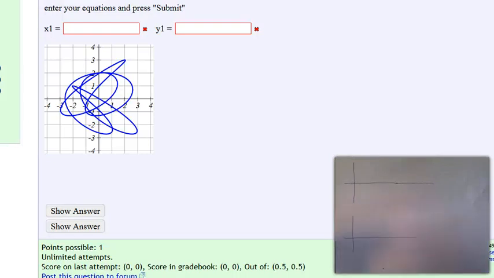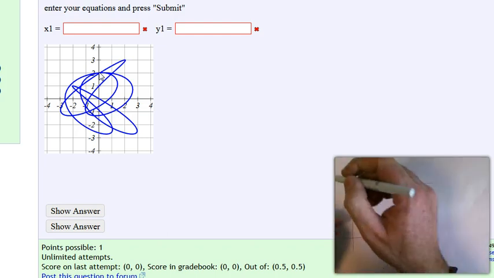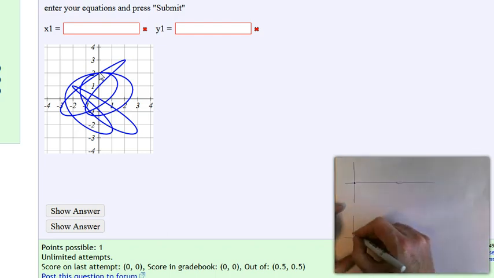All right, so I'm going to try this again. I'm going to start in the same spot. I'm going to start right here at 0, 2. So x is 0, y is 2.